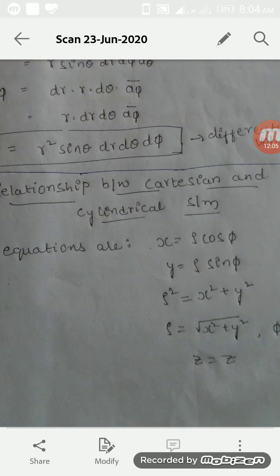Hope you have understood the basics here. We have to know what the scalar or dot product is and what the vector or cross product is. Then you have to know all three systems, their coordinates, their differential length, differential surface and differential volume, and the interrelationship between them. Okay, the next topic I will explain in the next video.